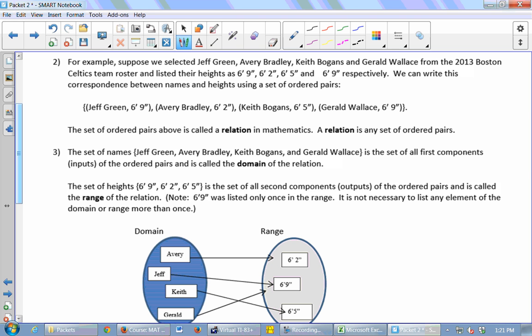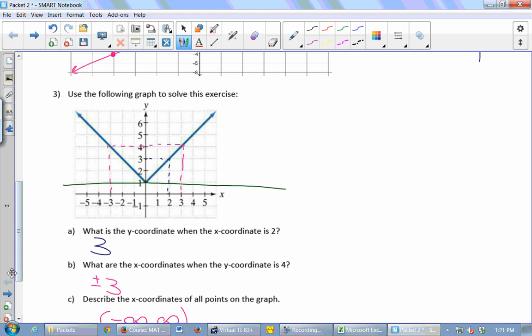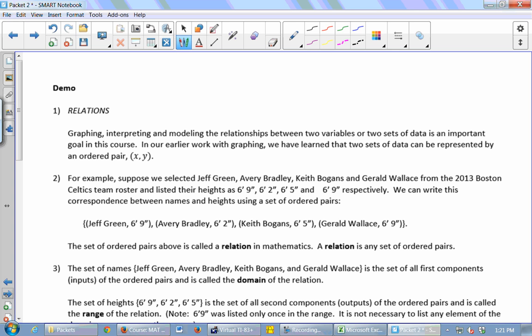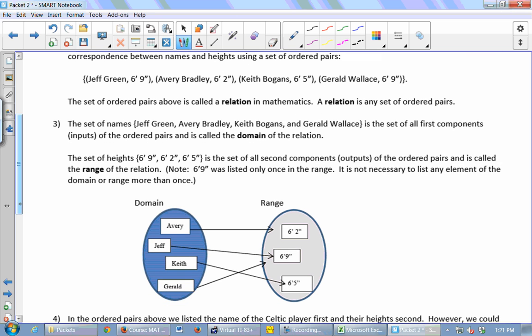Okay. So we could write this correspondence between the name and the height as an ordered pair, right? So we could have Jeff Green, comma, 6 feet 9 inches. Avery Bradley, comma, 6 feet 2 inches, etc. Okay. So the set of ordered pairs is called a relation in mathematics. A relation is just any set of ordered pairs. It could be finite like this, or it could be infinite like all of the ordered pairs on this graph, right? There is an infinite number of ordered pairs on there. Or it could be just a short list of ordered pairs like in this Celtics example.